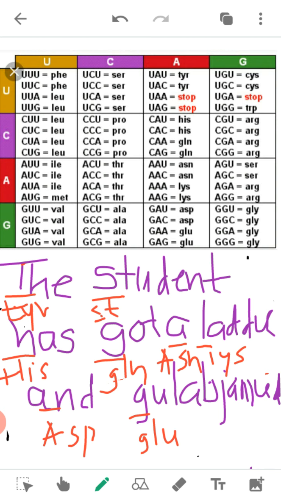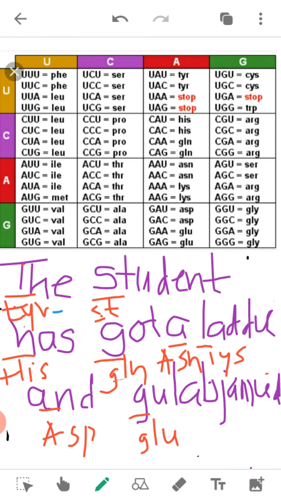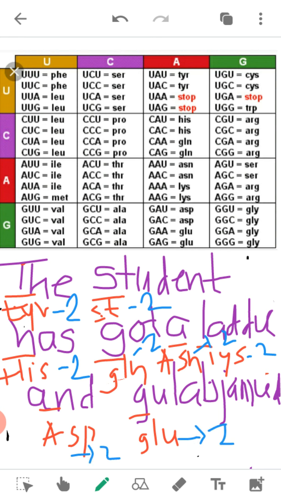The number of codons: for tyrosine there are 2 codons, stop codons are 2, histidine 2, glutamine 2, asparagine 2, lysine 2, aspartic acid 2 and glutamic acid 2. In the third column, each amino acid has 2 codons. Next, we move towards the fourth column.